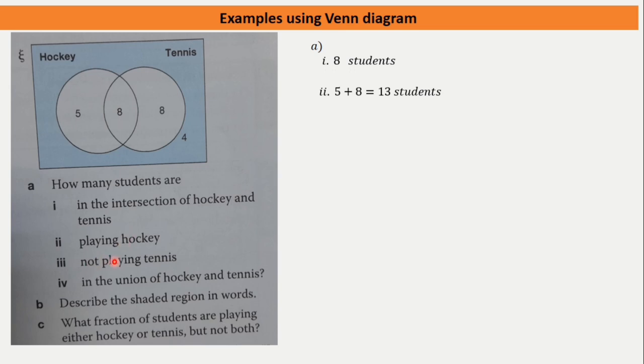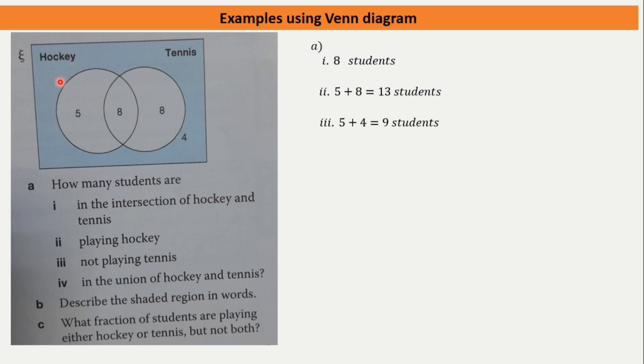How many students are not playing tennis? We take the students outside the tennis circle, 5 plus 4. 9 students are not playing tennis. How many students are in the union of hockey and tennis?